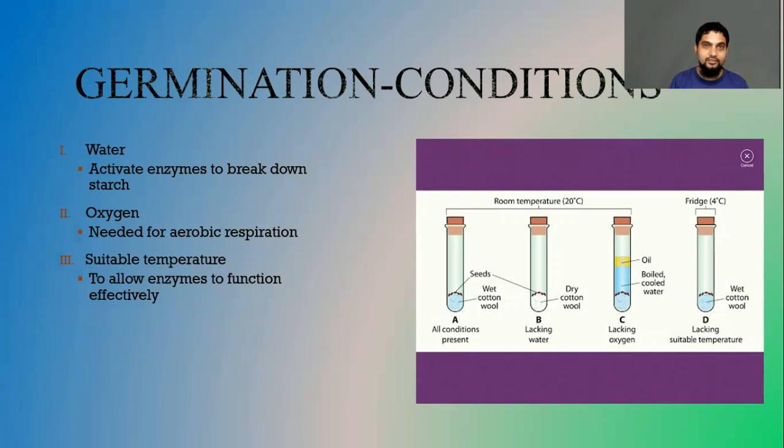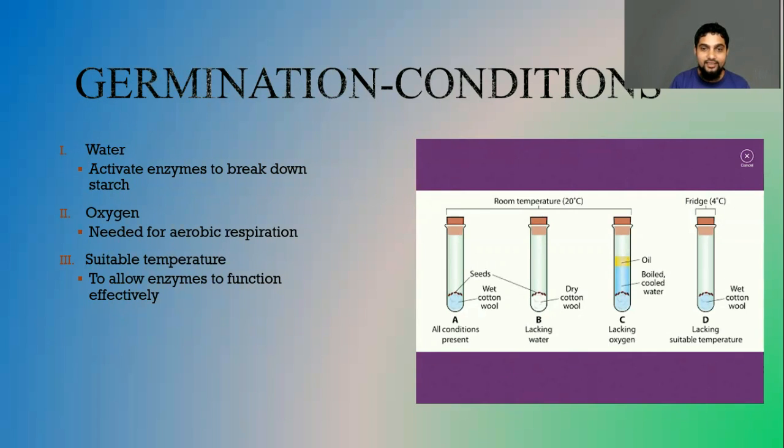A suitable temperature is required, and the reason for this is because enzymes function within a narrow range. For example, the enzymes within the human body would function around 37 degrees Celsius, not much higher than that and not much lower than that. So a suitable temperature is needed for these plants so that the enzymes can function properly and can break down the substrate, which will be starch, easily. Another condition that is often required by some seeds would be light, for example, lettuce. But most of the seeds will germinate without light.